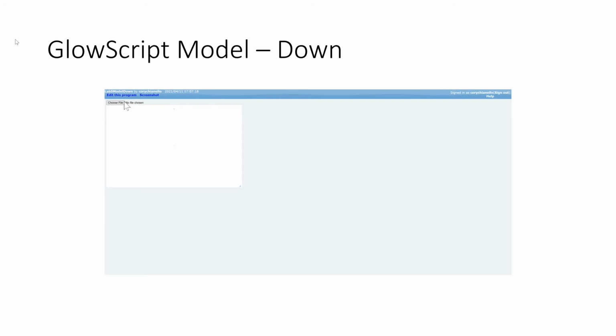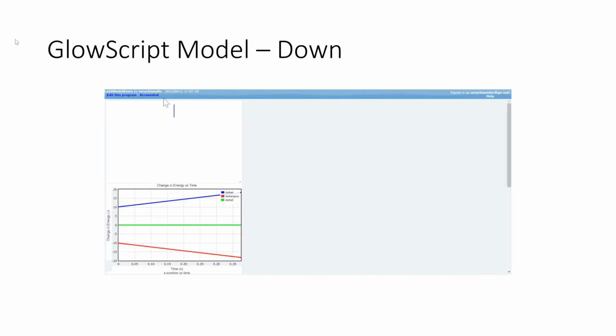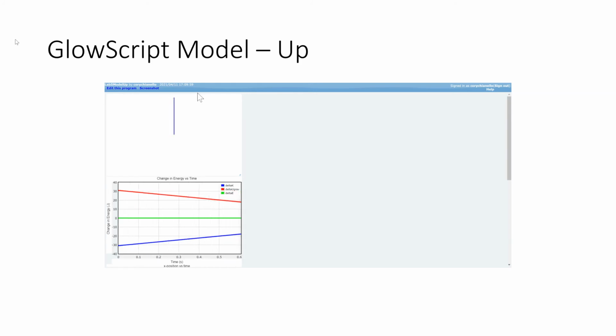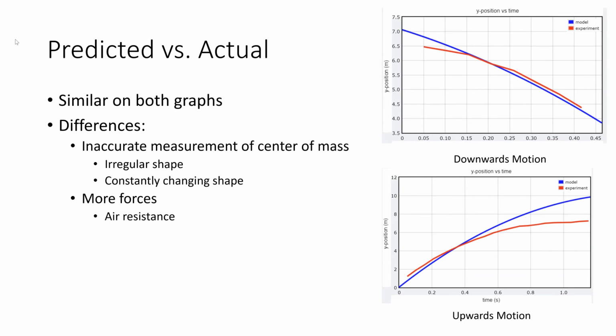I made two simulations in GlowScript to model his motion more accurately. This one is for the downwards fall. And this one is for the upwards bounce. As you can see, the graphs for the object's predicted y position versus time is very similar to its measured positions. The differences are because of my inaccurate measurements.